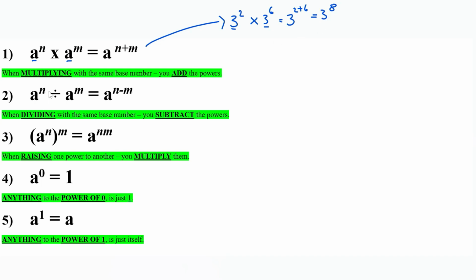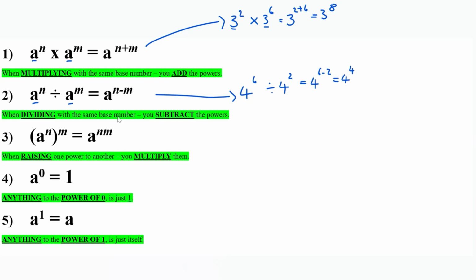Our second rule, fairly similar, but here if we're dividing with the same base number, we subtract the powers. So an example of this, we had 4 to the power of 6 divided by 4 to the power of 2. This would equal 4 as the base number is the same, 6 minus 2, which is 4 to the power of 4.